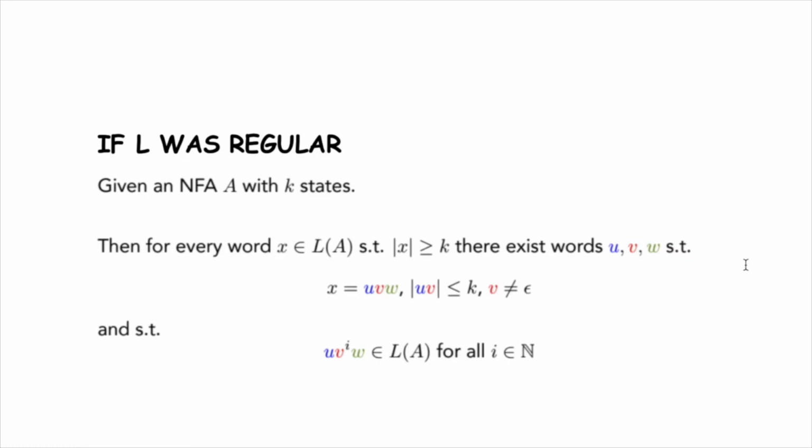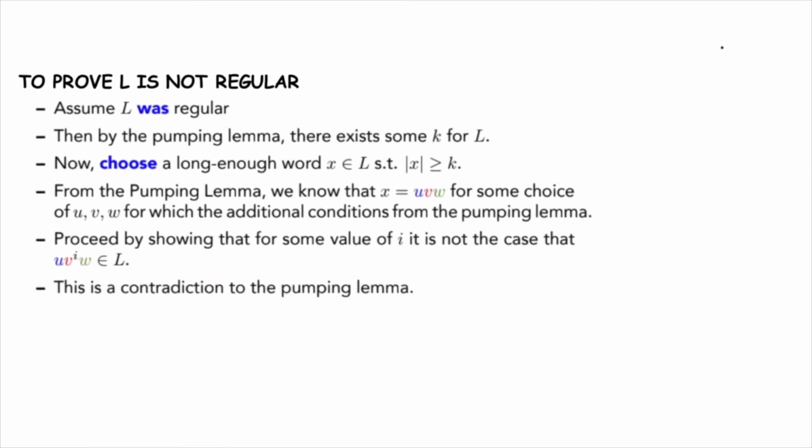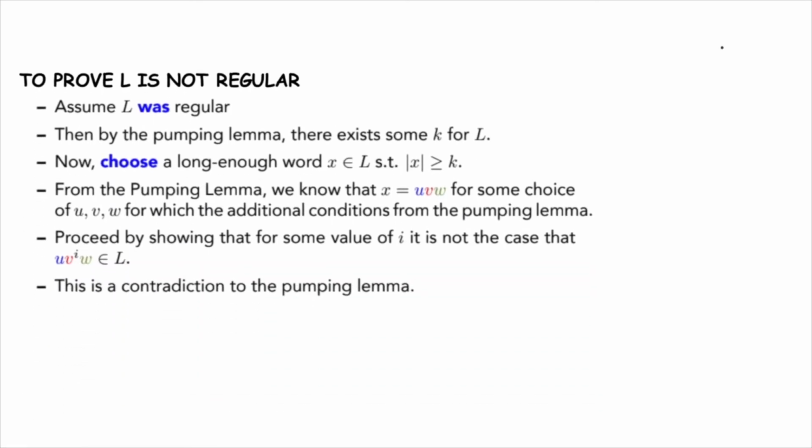U, v square, w would mean we pumped the word and looped over a state twice. U, v to the power 0, w would mean we pumped down and skipped the loop altogether. To prove that the language of the automaton is not regular, we must first assume that the language is regular. We then have to find a long enough word x that is in the language L.